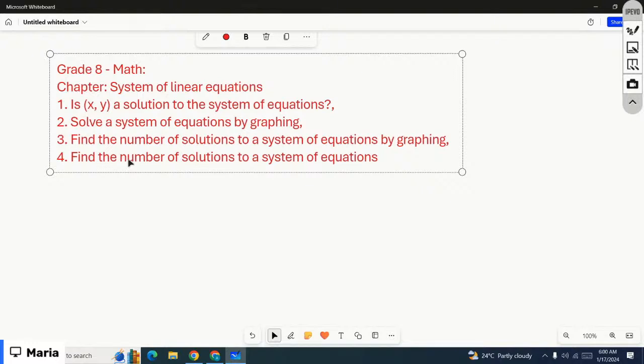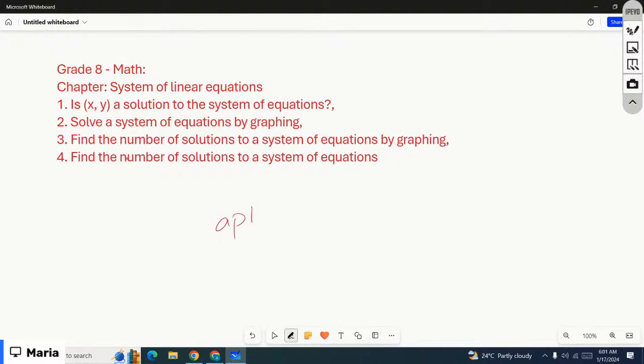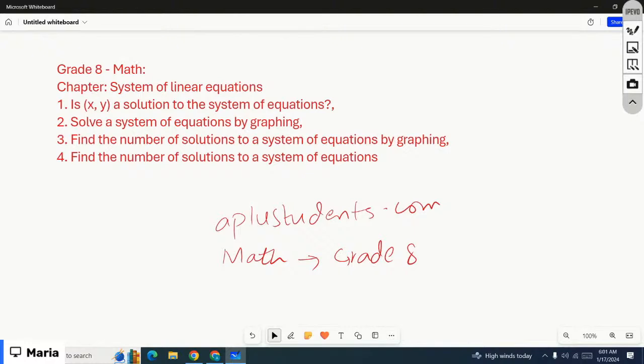You can find all the lessons on aplusstudents.com. You have to log in there using your email address and the password provided by the administrator. Then select math from the subject tab, scroll down to grade 8 and click on view all lessons. There you can find a list of the chapters. We're going to start with the chapter system of linear equations.